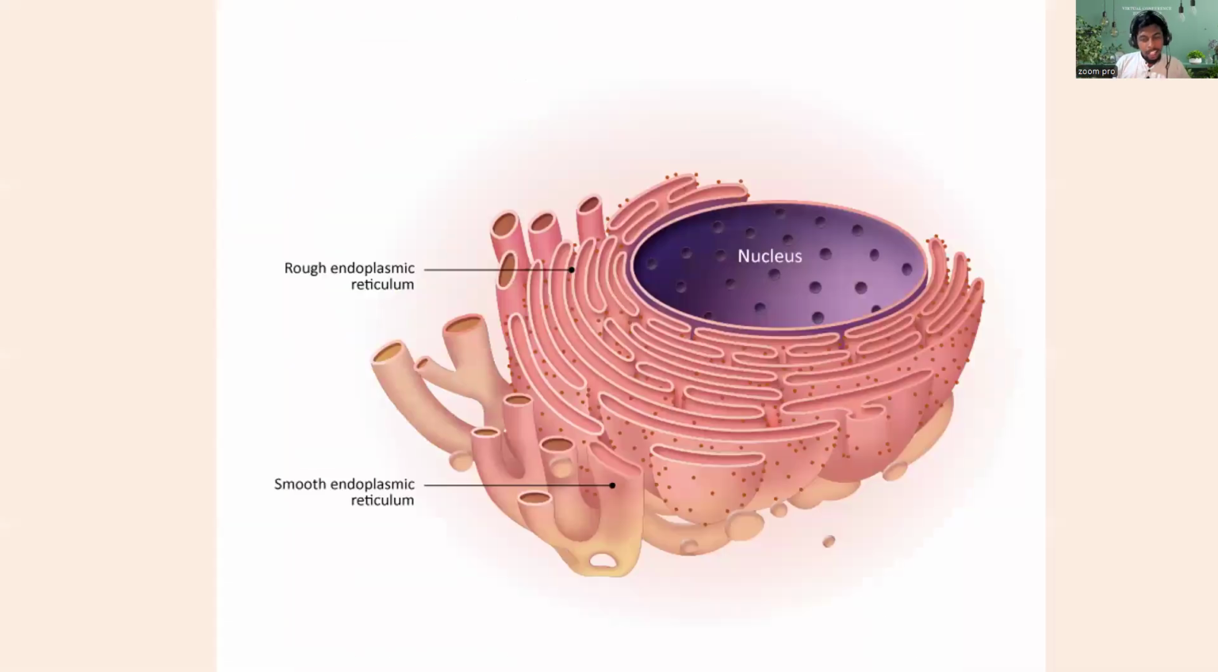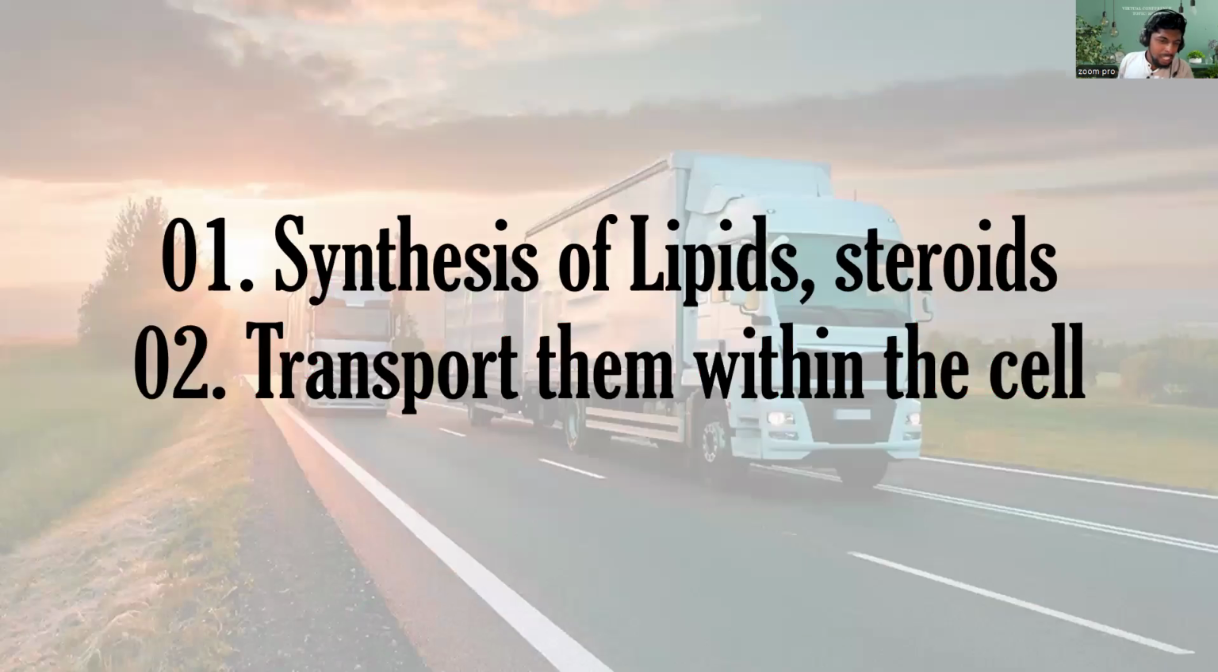Right, okay. So smooth endoplasmic reticulum, what's the function? Lipid synthesis and transporting those lipids within the cell. So the rough endoplasmic reticulum transports the protein which is synthesized in the ribosome. But here, the smooth endoplasmic reticulum synthesizes the lipid and transports the lipids.